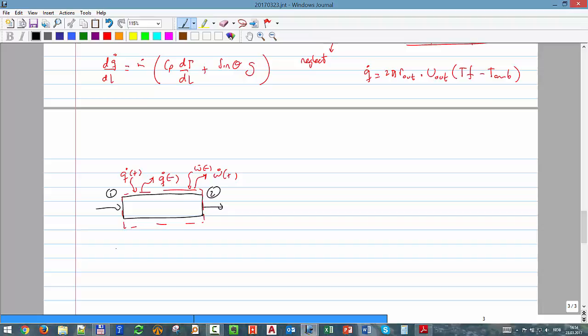So let's plug it in. The derivative, we have to take dl out, so it will be 2 pi r out u out times T of the fluid minus T of the ambient equal to m Cp dt dl plus mg sine of theta. Okay, and I think I forgot to put the minus, right? Here should be a minus because it's coming outside of the control volume.